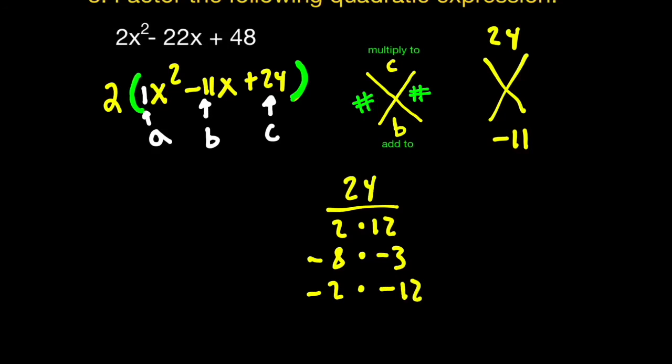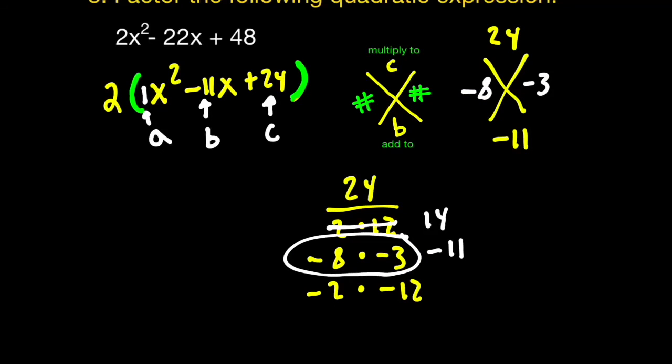Let's check and see if one of these pairs adds to negative 11. If none of these add to negative 11, we have to continue with the brainstorming process. So beginning with the 2 and the 12, 2 plus 12 is 14. This does not work. Negative 8 plus negative 3 gives us the negative 11. And this is the pair that we need.